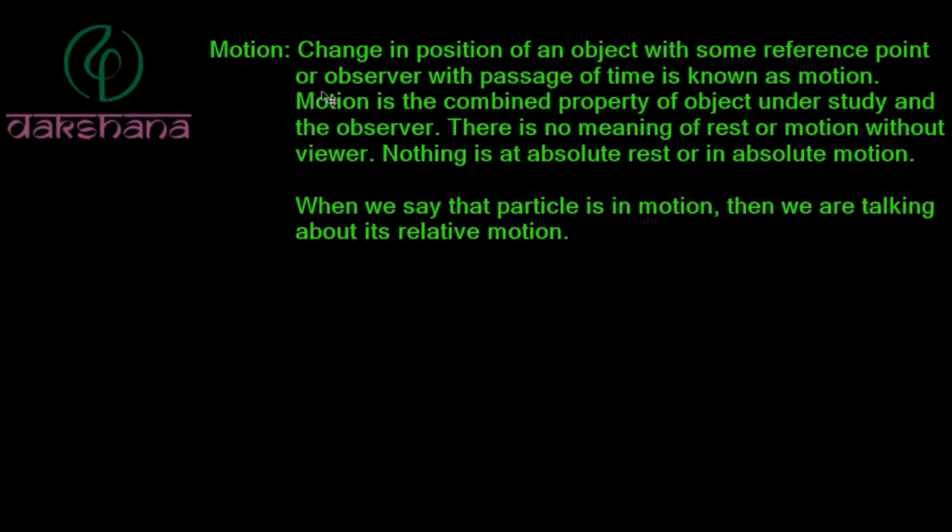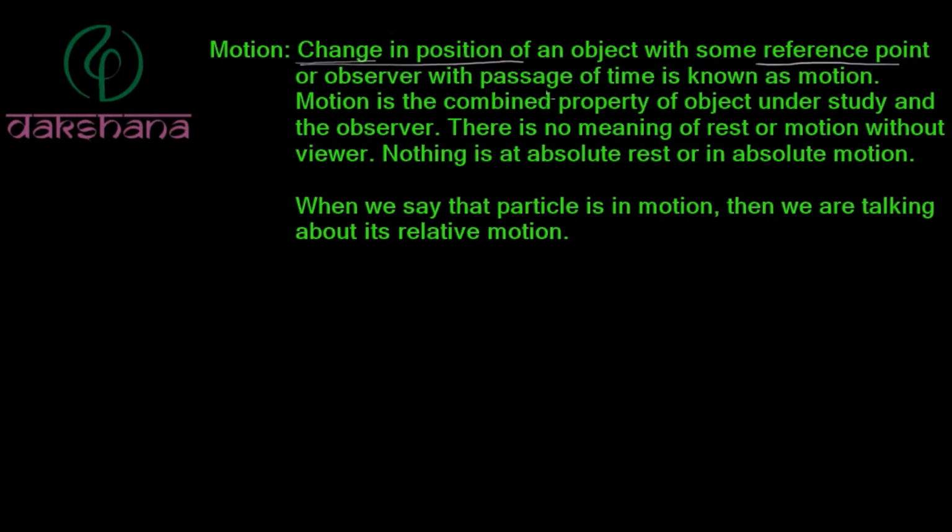Motion can be defined as the changing of position of an object under study with respect to some reference point or observer. So if we have to define the motion of an object, we first have to define the reference point, and then see whether the position of the particle under study is changing. Then we can surely say that the particle is in motion. If the position of the particle is not changing with respect to the reference point, then we can say that the particle is at rest.